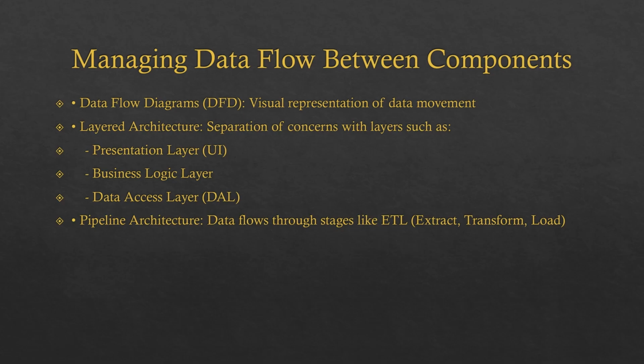One of the first things we need to do when designing data flow is create data flow diagrams or DFDs. These diagrams visually represent how data moves through the system. Additionally, using a layered architecture helps in organizing the system. For example, the presentation layer, the business logic layer, and the data access layer, where each layer has a distinct responsibility. A pipeline architecture such as ETL, extract, transform, load, also helps ensure a smooth data flow.